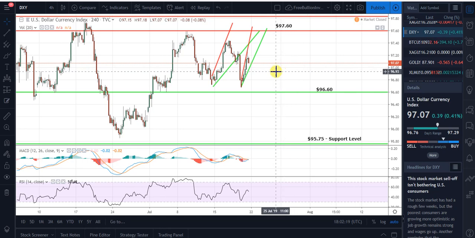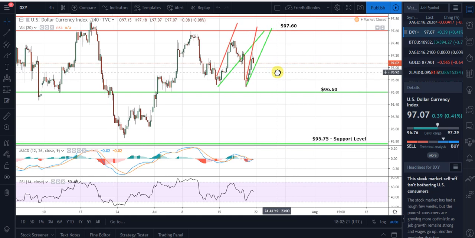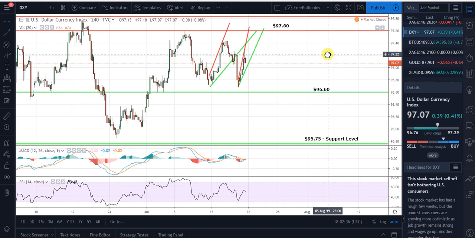So that's my review and outlook for the dollar this week. Again, just more sideways movement. I expect it to stay between the support level of 96.60 and the resistance level of 97.60.